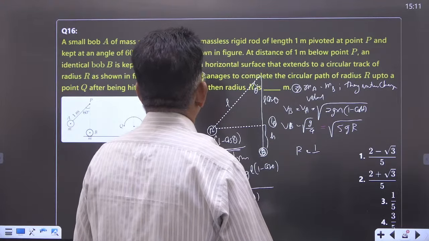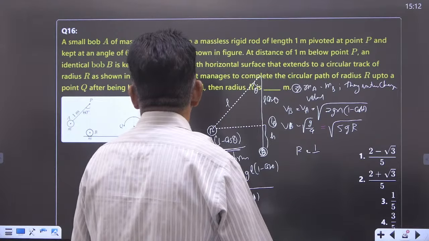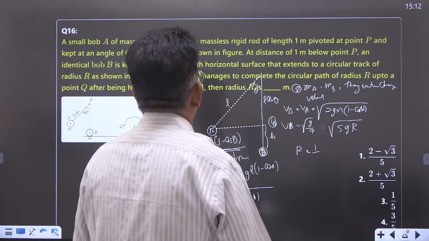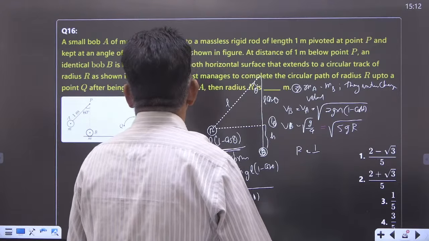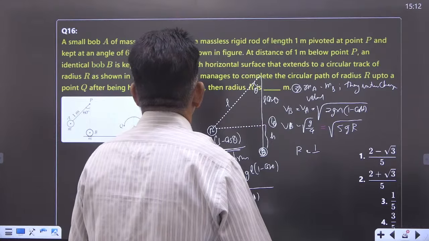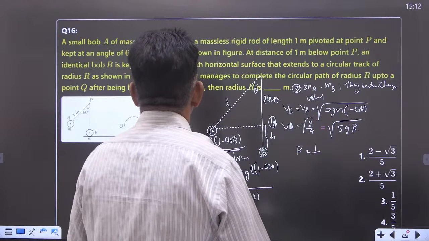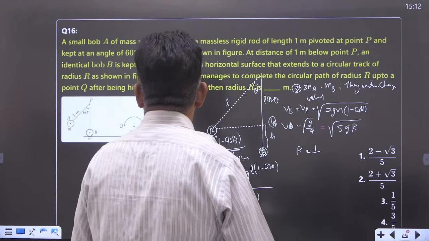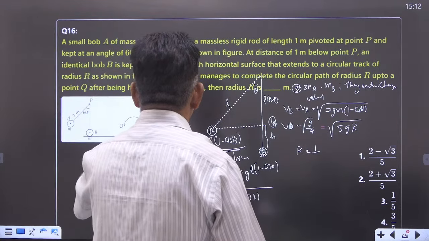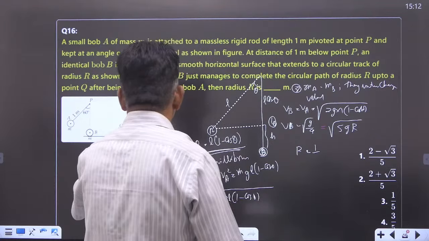Mass M is attached to a massless rigid rod at a point P, making an angle of 60 degrees with the vertical. The distance is 1 meter below the point. An identical bob is kept at rest on a smooth horizontal surface next to a circular track of radius r. The bob just manages to complete it. So this is the idea. You have to calculate the velocity. They have identical mass and the collision is elastic, so they interchange velocities, and the same velocity reaches here just to complete the circle.